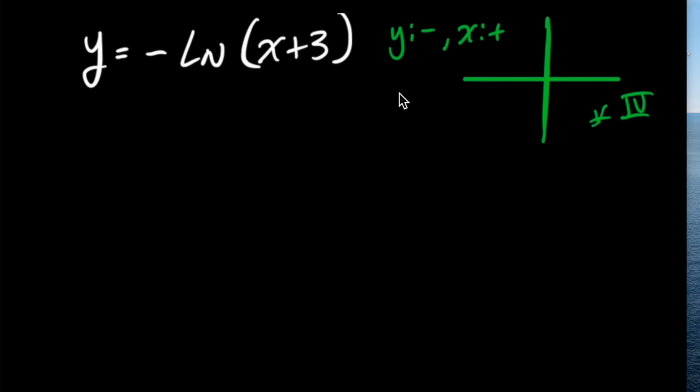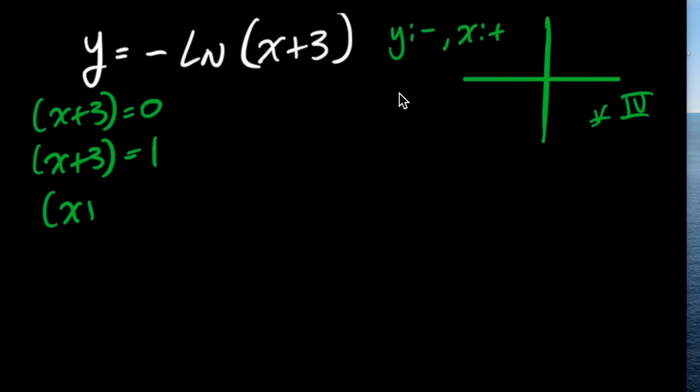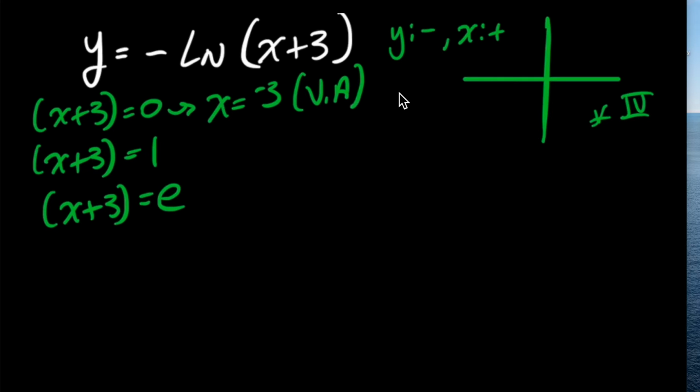We're going to set our argument to 3 things. We're going to set it equal to 0. We're going to set it equal to 1. And we're going to set it equal to the base, which in this case, as you know, is e. We're going to solve for x here and get x equals negative 3. That is going to be our vertical asymptote. Here, when we solve for x, we get x equals negative 2. We're now going to plug in negative 2 for x.